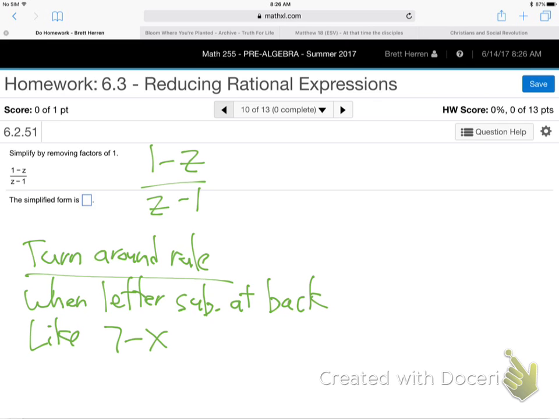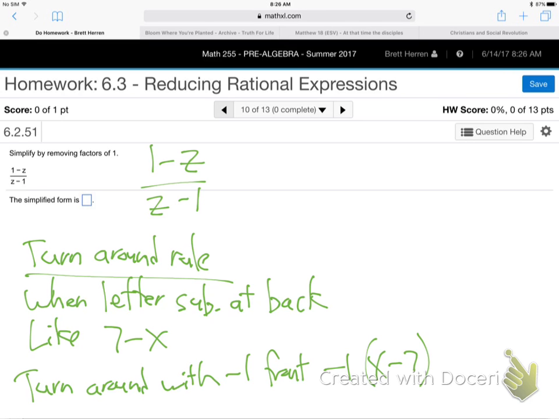If it was adding, who cares? Adding, you can flip the order all day long. Nobody gives a hoot, right? Doesn't matter at all. But if it's subtracted and the letter's at the back, we don't like that. We're used to the letters being in the front. So when the letters start back, turn around with minus 1 in the front. In other words, minus 1 times x minus 7.